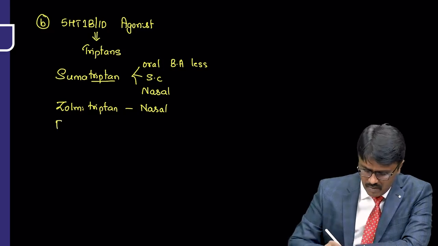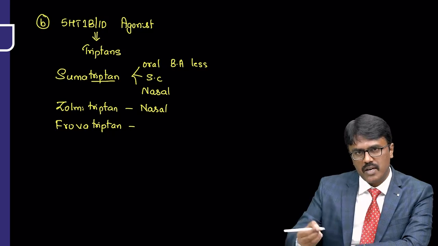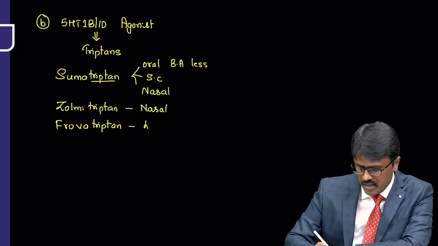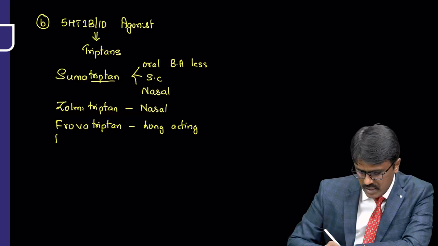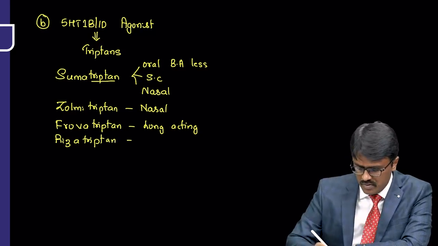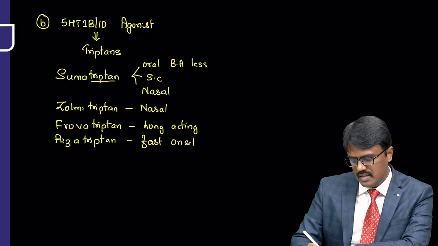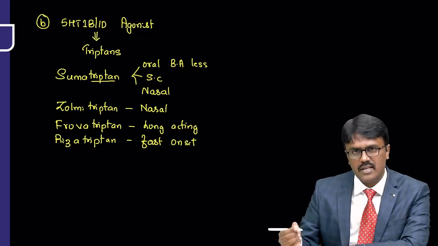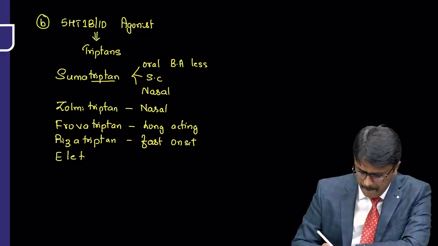Then we have a triptan called frovatriptan. Frovatriptan, remember as forever. Frova means forever. Forever means longer acting. So the drug is long acting. Then the name is rizatriptan. Remember Riza as razor, fast. So it has a fast onset. Remember Riza as the razor, faster, so it can cut faster. Then we have the triptan called eletriptan.